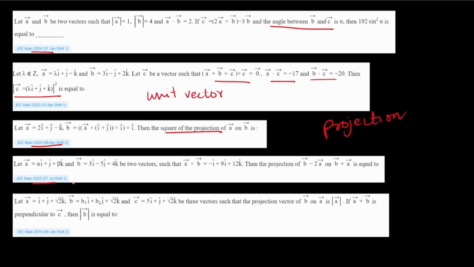Then 2022 they've asked again, projection of vector. They're not asking, they've given the projection of vector B on A. They've given what's the projection and they've asked what if A plus B vector is perpendicular to C, then what is modulus of V? 2019 they've asked this question. Then again dot product 2023. Again A dot B 2021. Modulus of C square they're asking us, 2024.